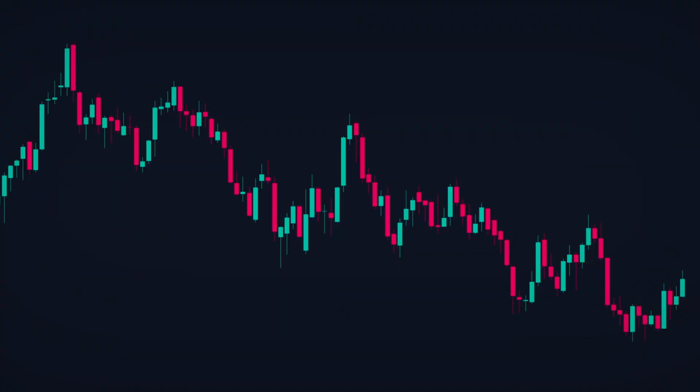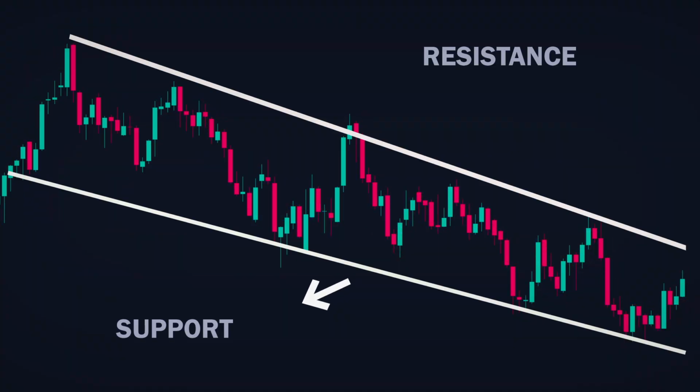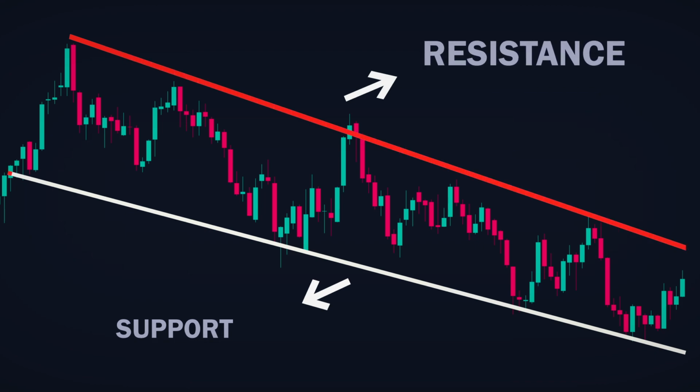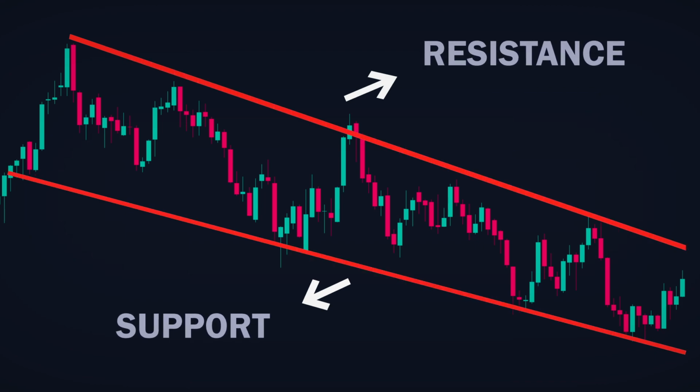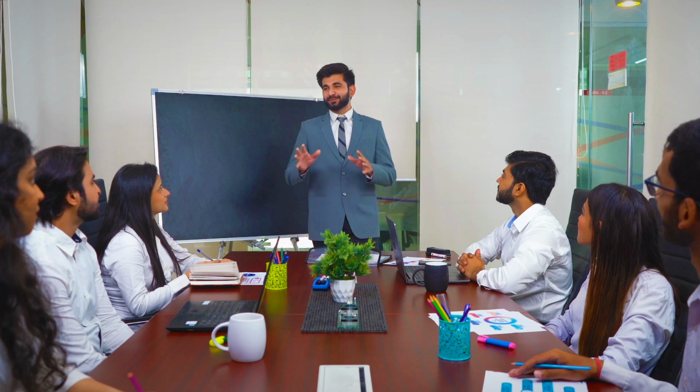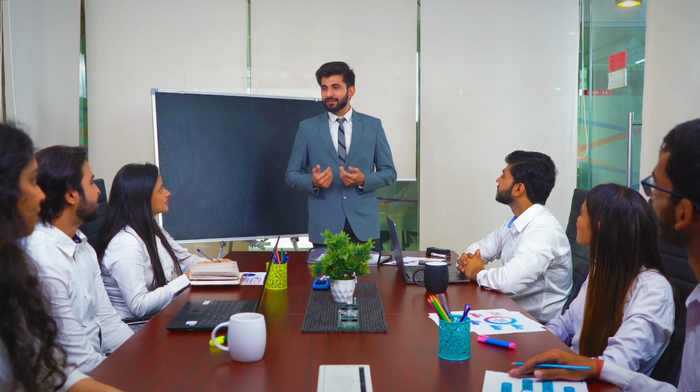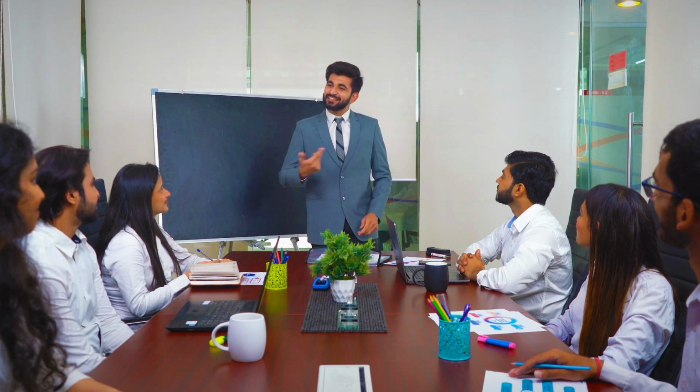The first reason is that trend lines act as support and resistance. The upper trend line provides resistance, and the lower trend line provides support. However, we should not blindly make trades based on these alone. It's important to consider other factors before making any trading decisions. We will discuss all of these in this video.